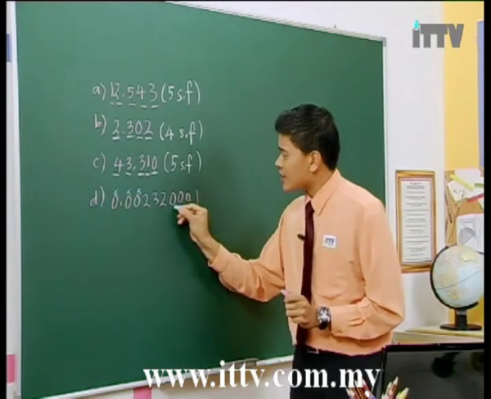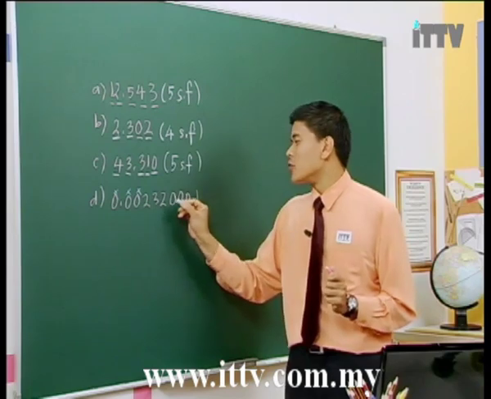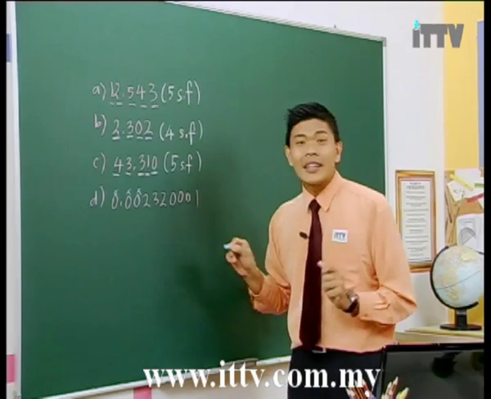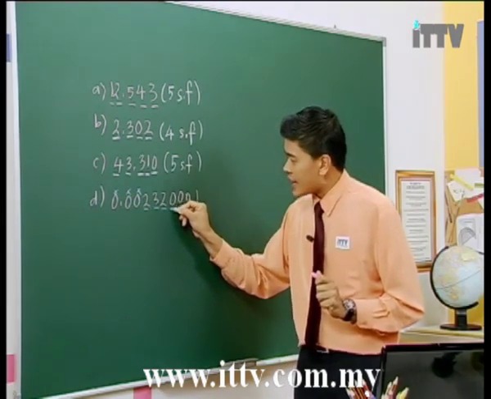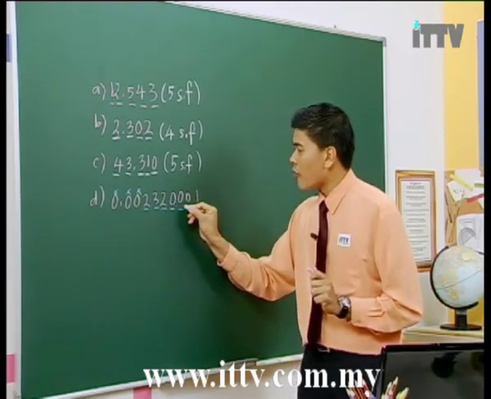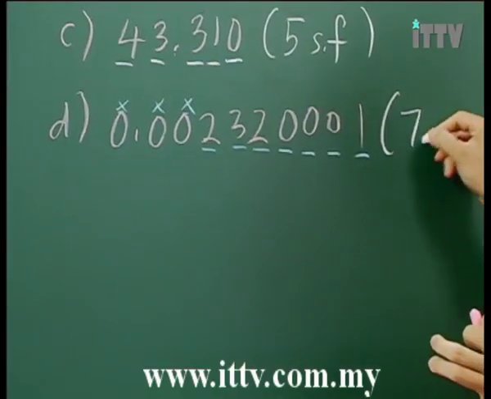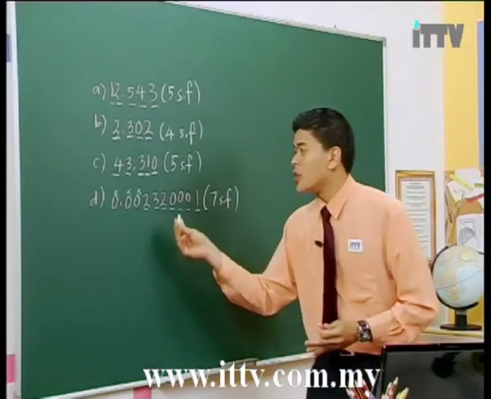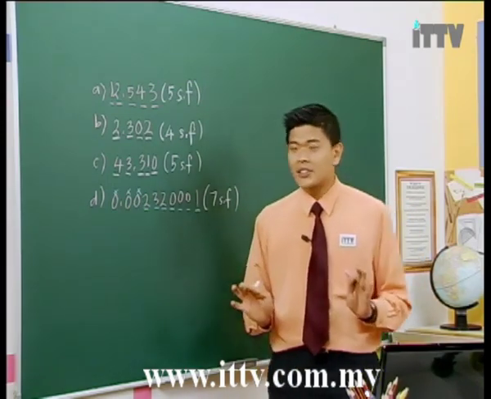What about the zeros here? Yes or no? They are significant because, remember, the rule states that as long as they are trapped between two non-zero digits, they are significant. So together with 2, 3, 2, they are significant. 1, 2, 3, 4, 5, 6, 7. This number has 7 significant figures. So you must really understand the rules to differentiate between leading zeros and trailing zeros in a decimal.